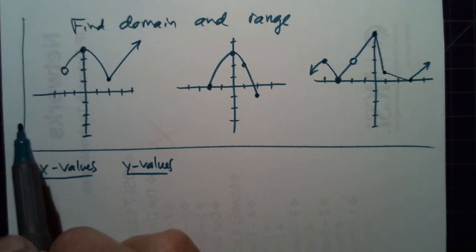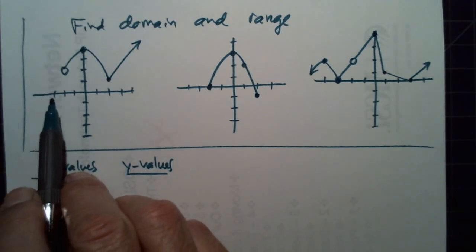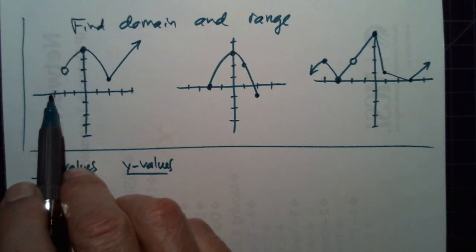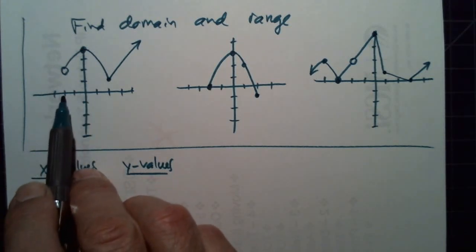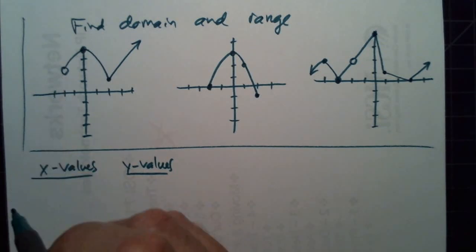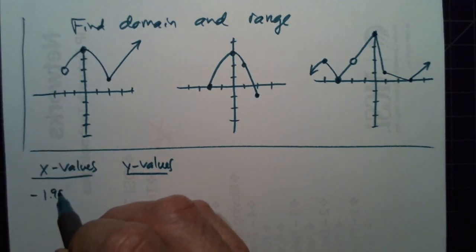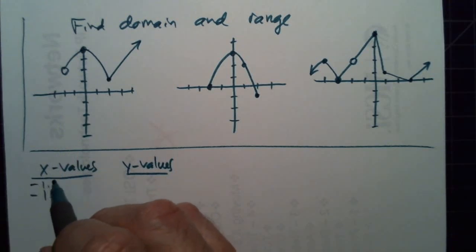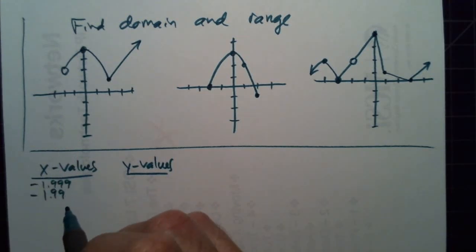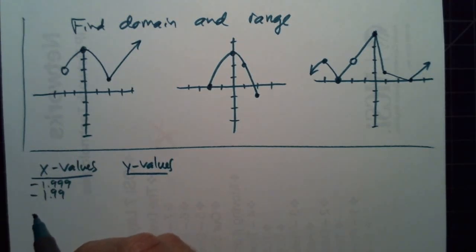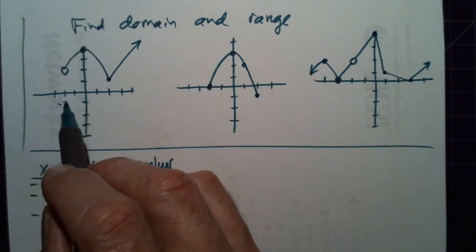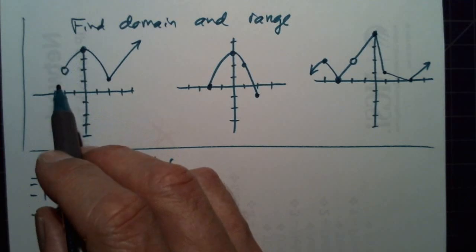Let's look at -3. -3, there's no y value, so it's not in the domain. -2, there's no y value. But -1.99 does have a y value. -1.999 has a y value. -1.9. Numbers getting close to -2 have a y value on the graph.